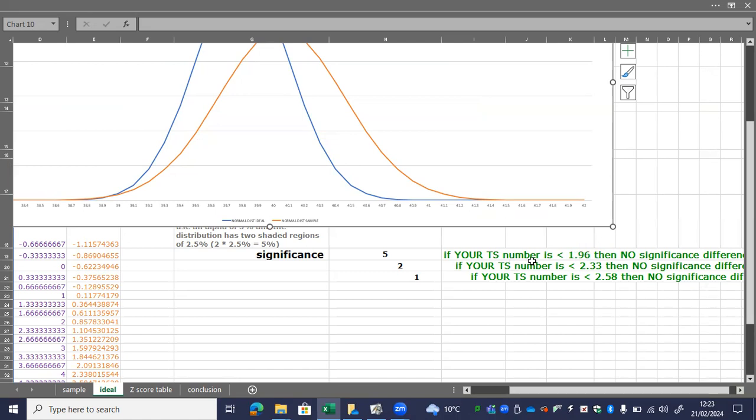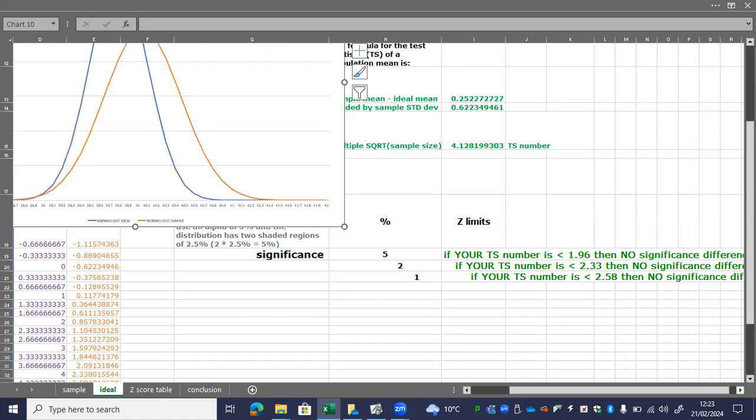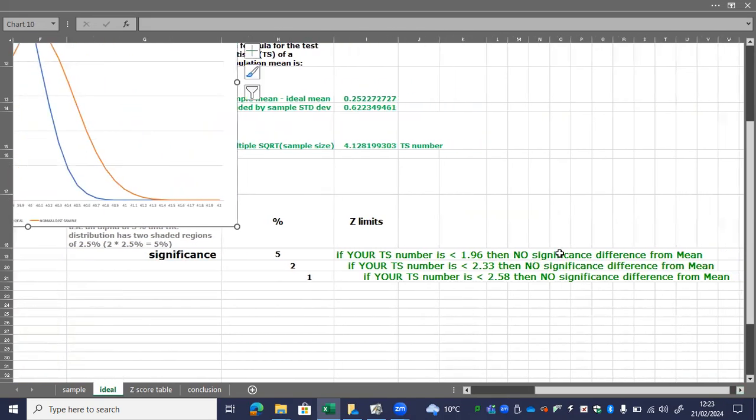So if our test score number is less than 1.96, then we are going to say there's no significant difference from the mean. Now our test score number there is 4.128.